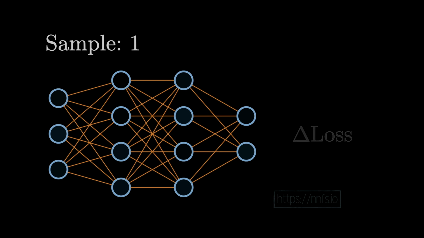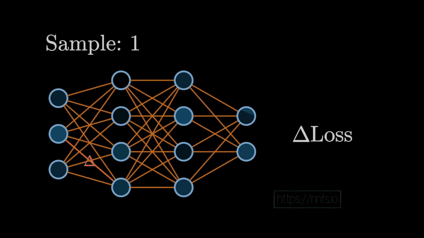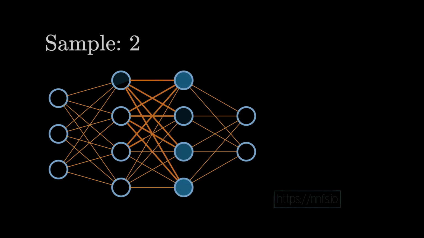Note that here we're only displaying the deltas and passes for each weight, but this would also be required for each individual bias too. And again, we'd need to be doing this process not only for every single weight and bias individually, but we'd need to be doing all of that per each sample.